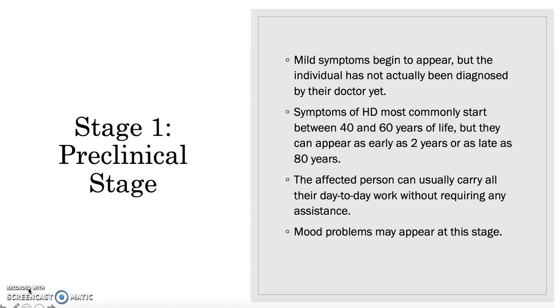So the first stage is the preclinical stage. This is where mild symptoms begin to appear, but the individual has not actually been diagnosed by their doctor yet. Symptoms of Huntington's disease most commonly start between 40 and 60 years of life, but they can appear as early as 2 years or as late as 80 years. The affected person can usually carry out all their day-to-day work without requiring any assistance. Mood problems may appear at this stage.